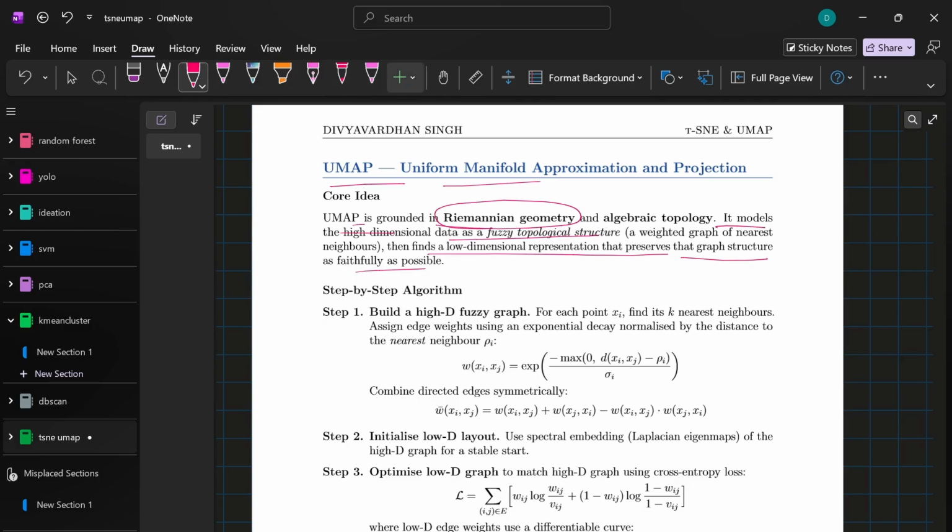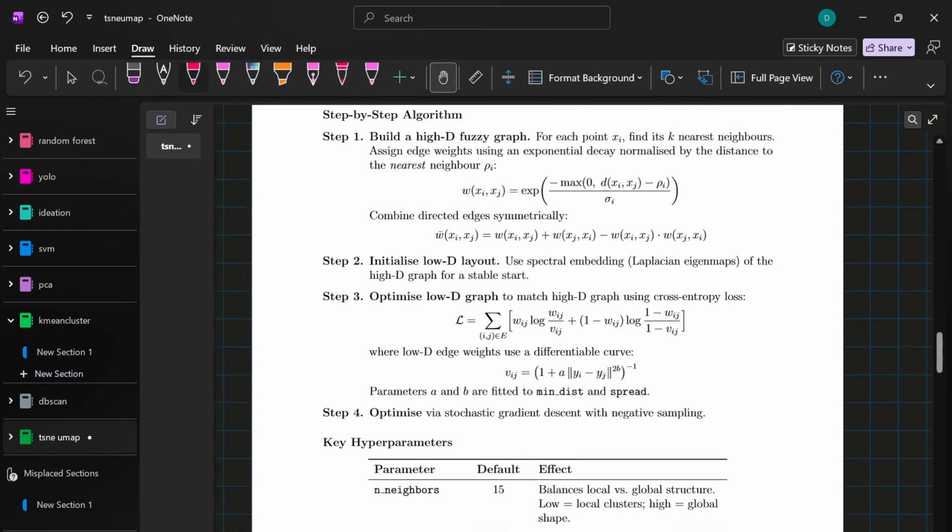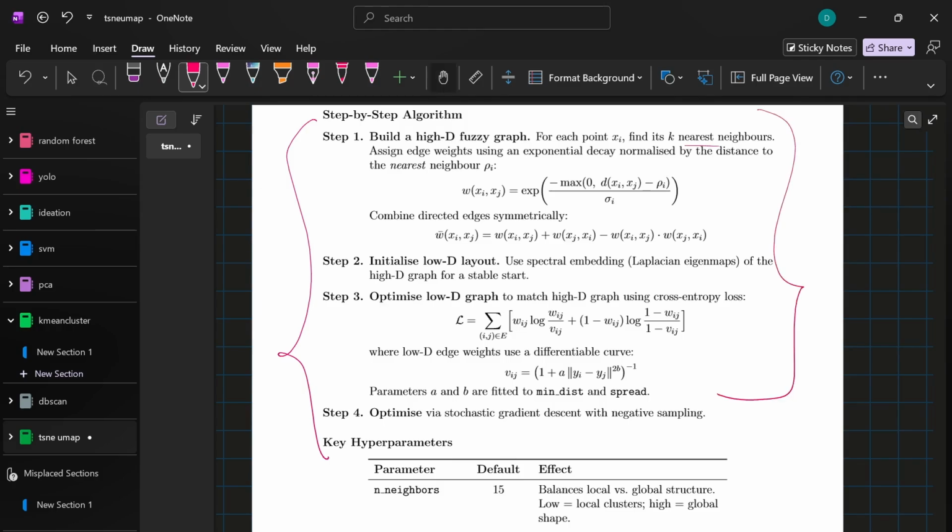The process goes like this: find the k nearest neighbors for each point, assign edge weights using exponential decay, normalize it by each point's local density, and then optimize a 2D layout out of it, matching the high-D graph using cross entropy loss and SGD, which also uses negative sampling. Okay, this is a bit confusing. If you repeat this part again, then you may get it.